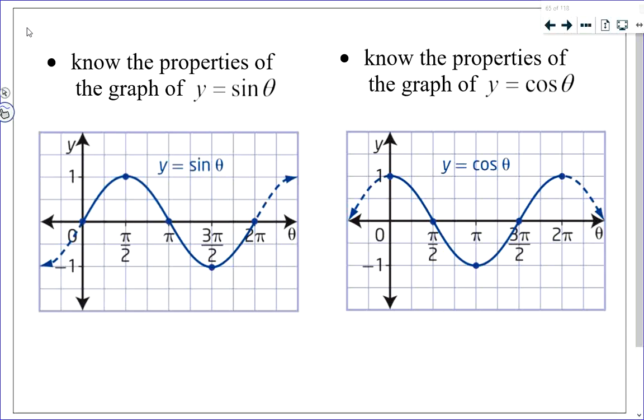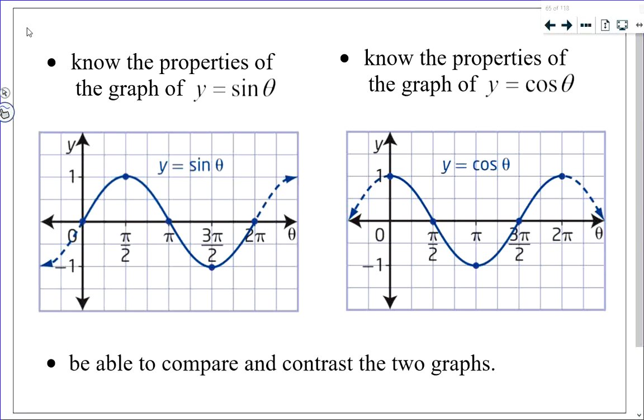The start point of a sine graph is at the origin, whereas the start point of the cosine graph is at the top. You need to know where the x-intercepts are. You need to know what the y-intercepts are. You need to know all of the properties of these graphs. And you also have to be able to compare them.